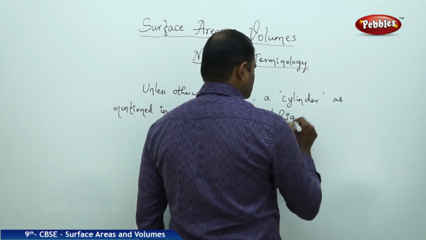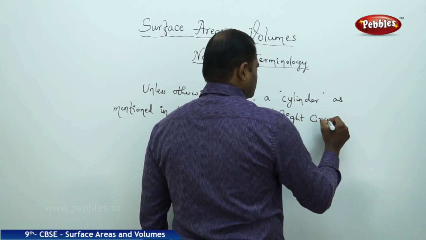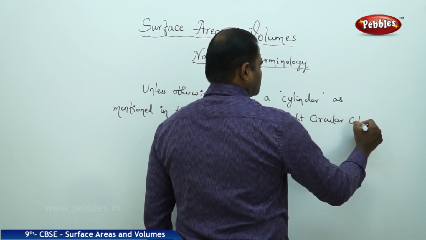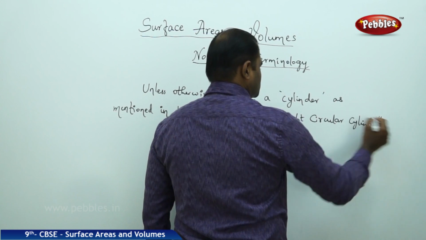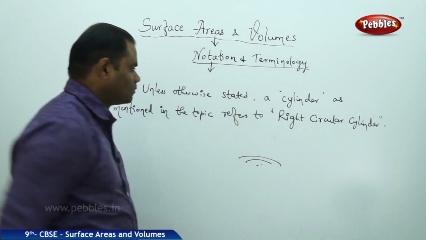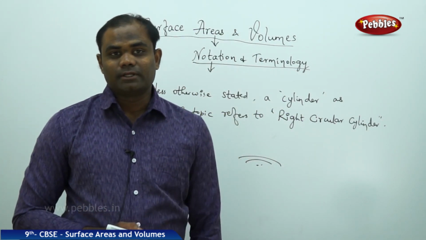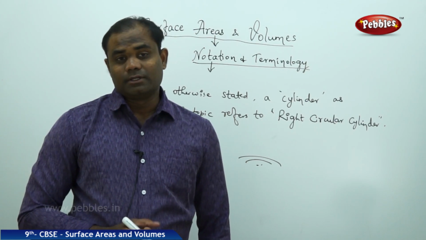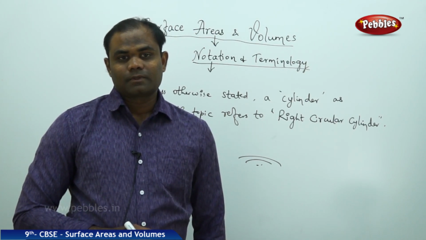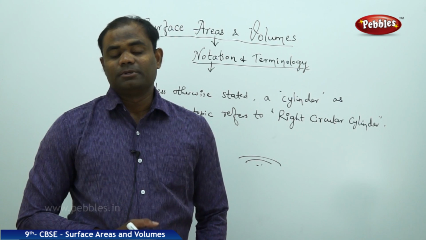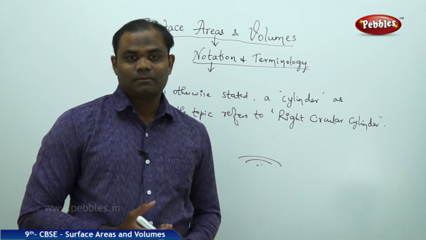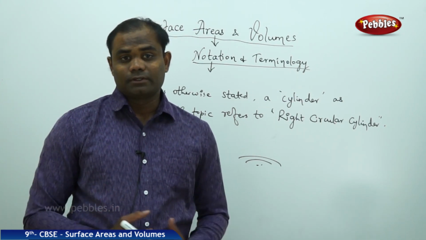Cylinder refers to a right circular cylinder is how we understand the notation and terminology in the cylinder concept. A cylinder is assumed to be a right circular cylinder unless otherwise stated.